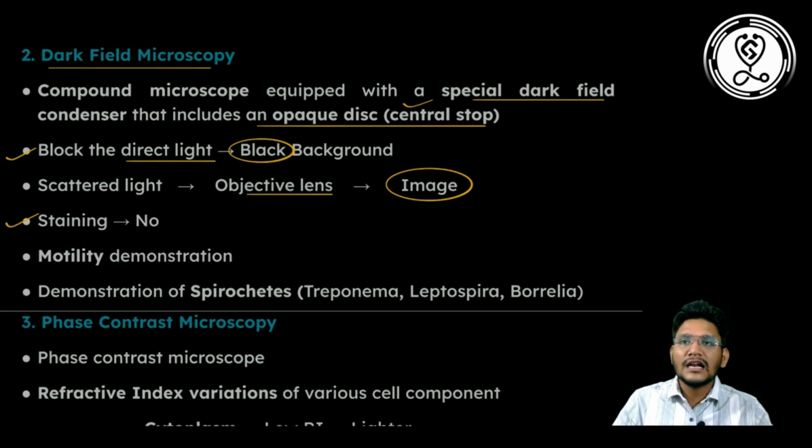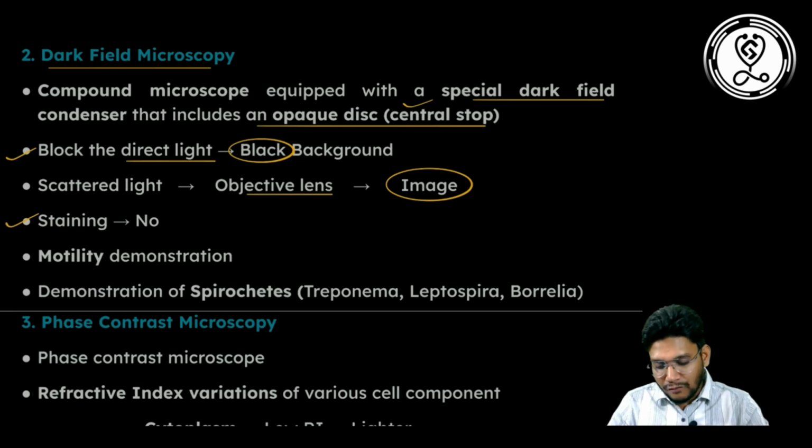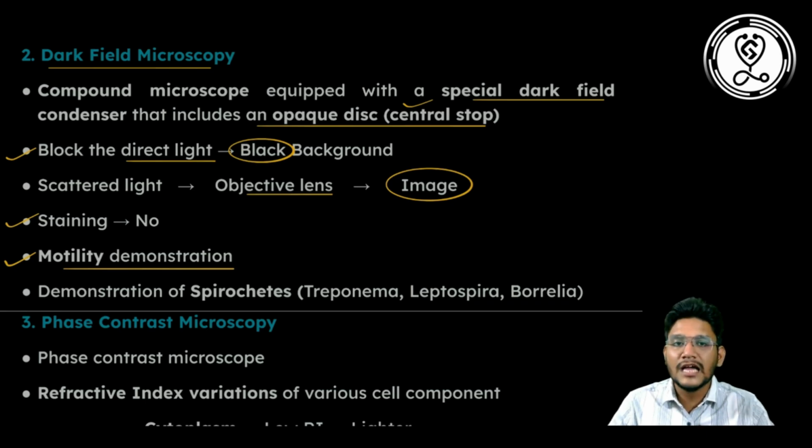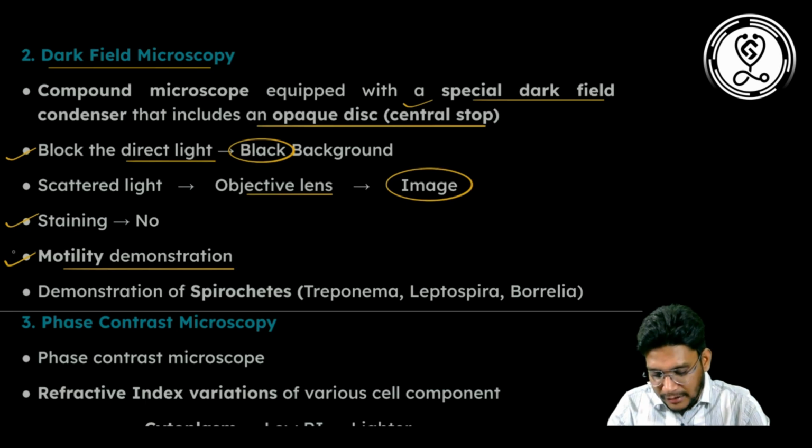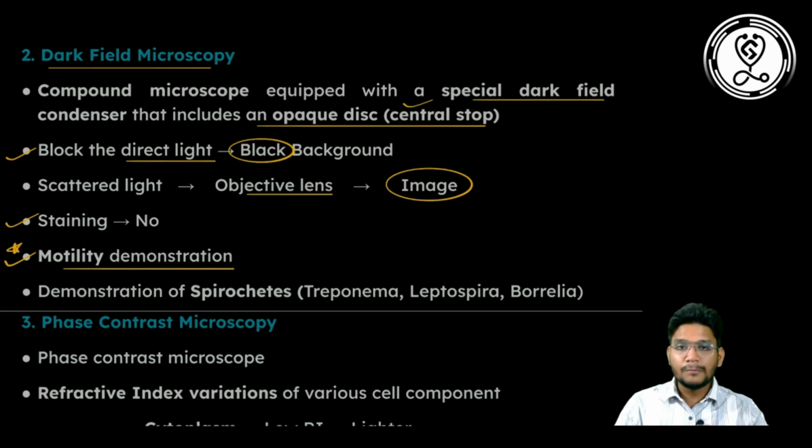Now this dark field microscopy is used for motility demonstration. So if you want to demonstrate the motility of a bacteria, you have to go for dark field microscopy. Very important point. Which microscopic technique is used for motility demonstration? The answer is dark field microscopy.